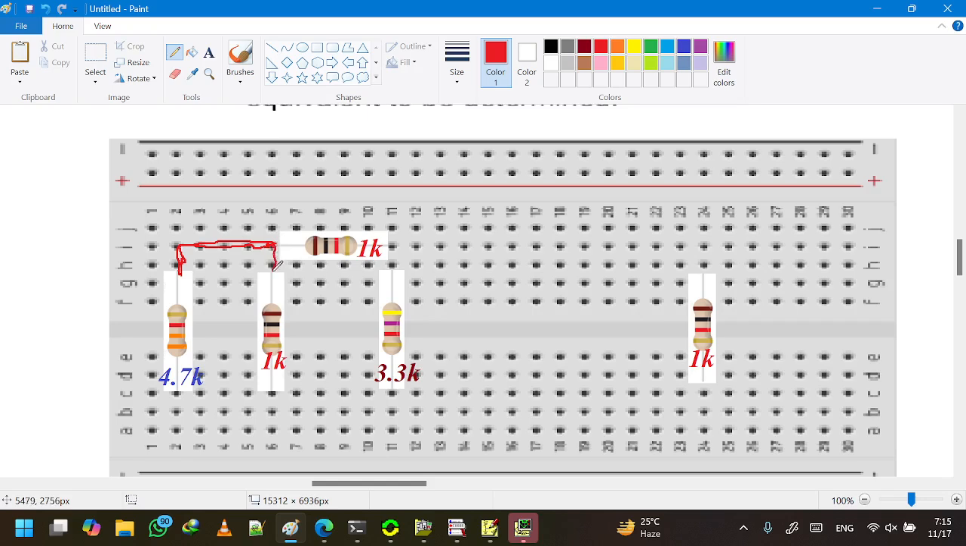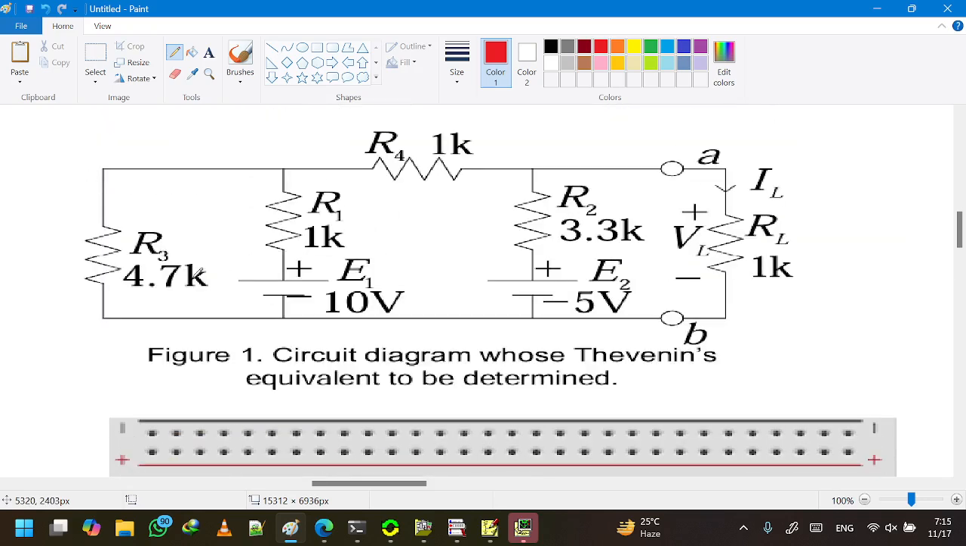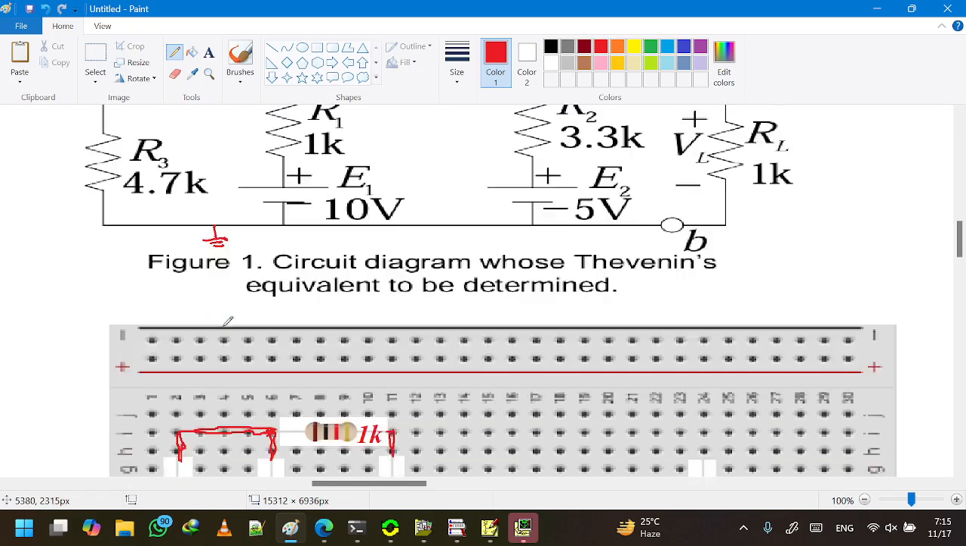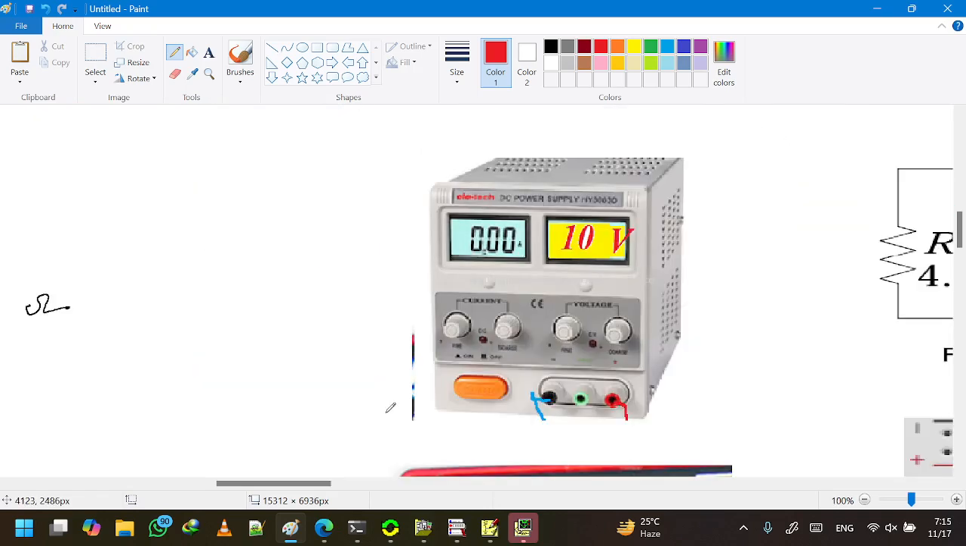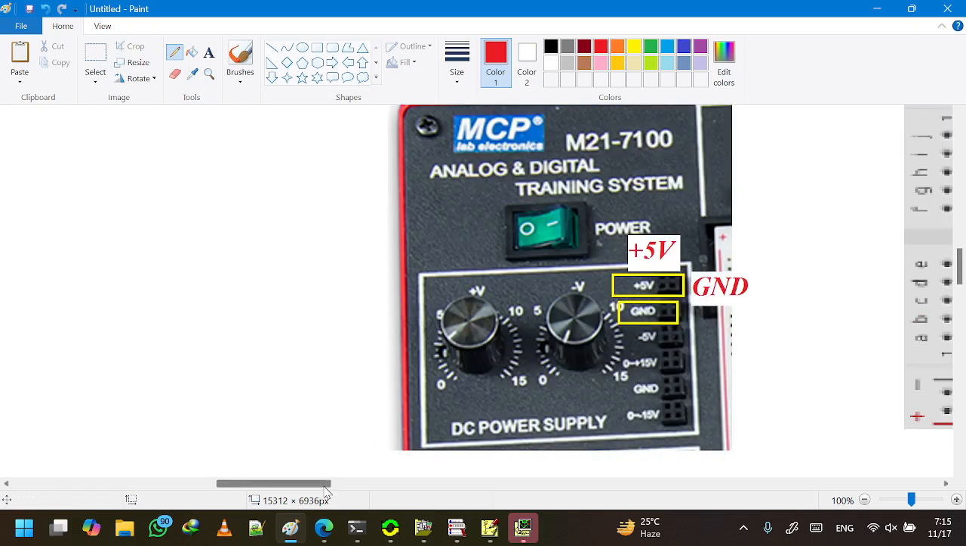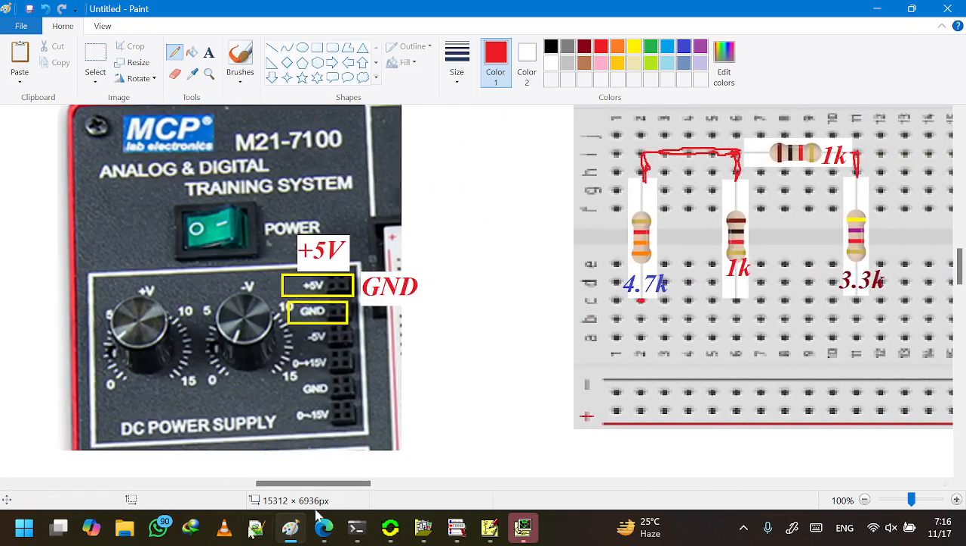These two nodes are already connected, but let me draw it in anyway. Now this node should go to the ground, right? As per the figure, the bottom part of the 4.7 ohm should be connected to the ground. For this, we need to take the ground from the trainer board. On the trainer board, some of the nodes are marked as ground. We will take a wire and connect the ground from this terminal to this terminal. So this is the ground, and here we connected this one.